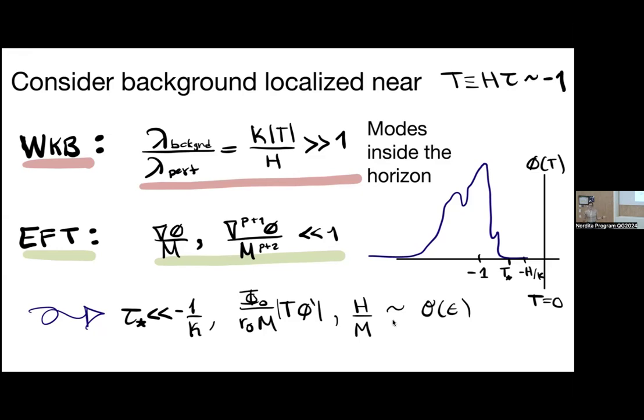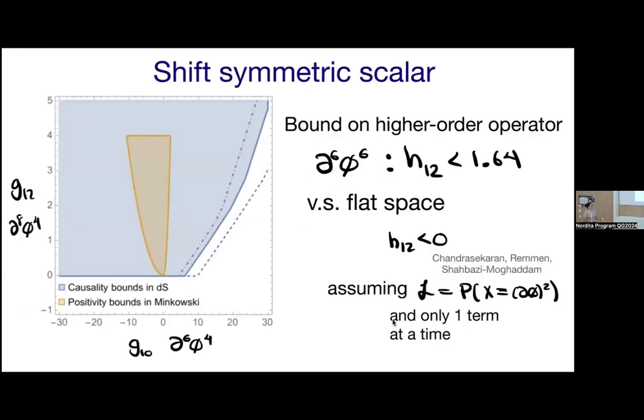And again, you just do an optimization procedure. You can select your background, you can select different backgrounds so you can test different operators in the EFT and get the strongest bound. So let me just show you the results. This is the result comparing what you get in cosmology versus what you get in positivity bounds. Positivity bounds, you should remember, only apply to flat space. So it is okay if they're entirely different.